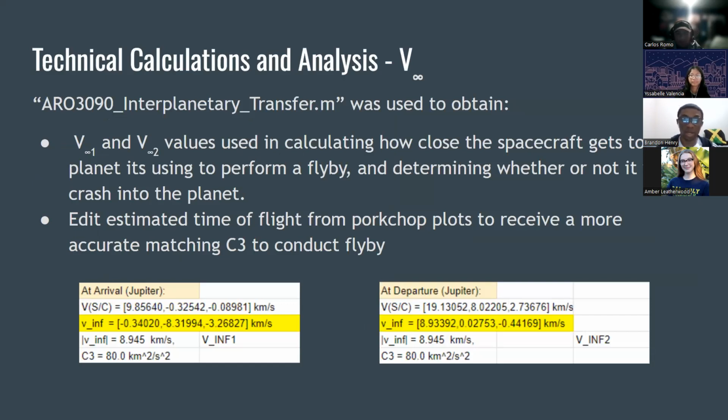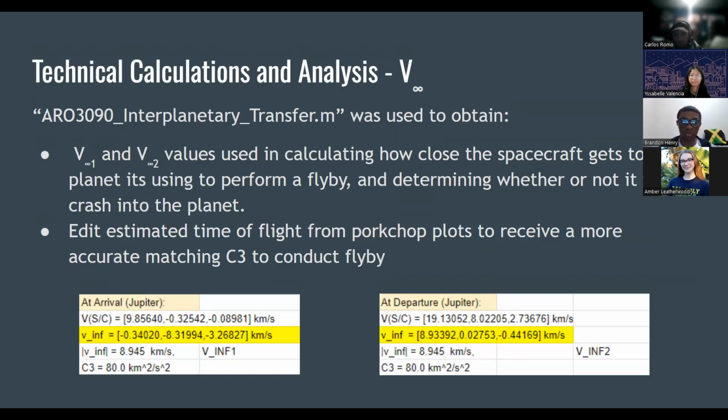V infinity. So we also were able to use a MATLAB code, the interplanetary transfer MATLAB code, to solve for the V infinities. The code would just plop out numbers for us to test and use. And what did we do with these V infinities?